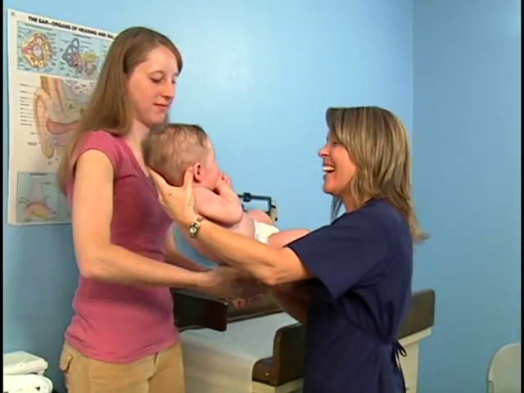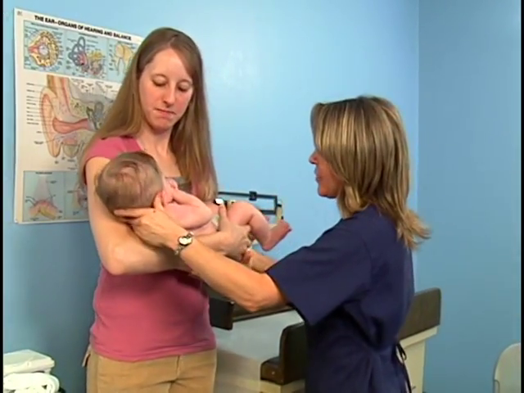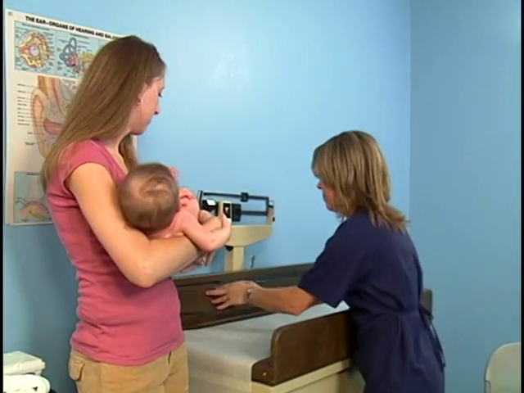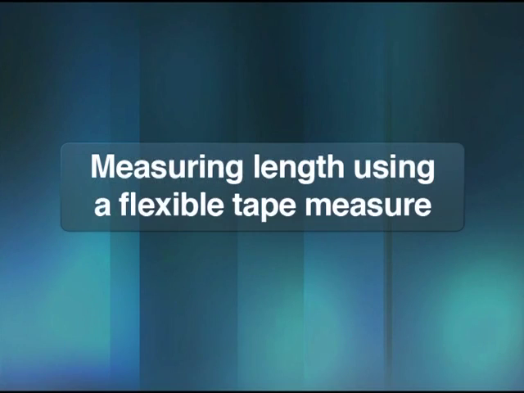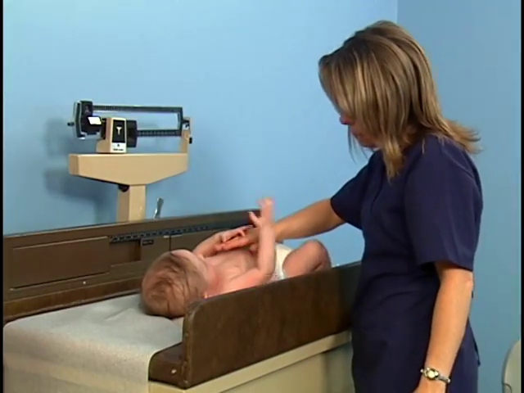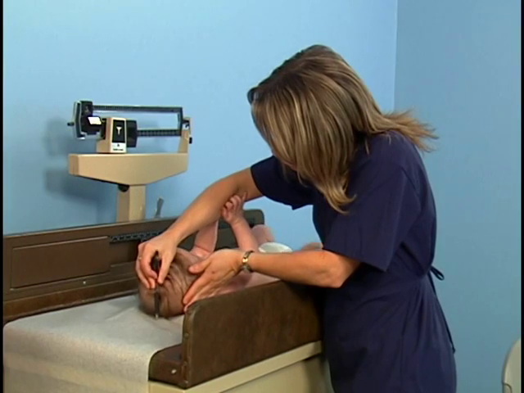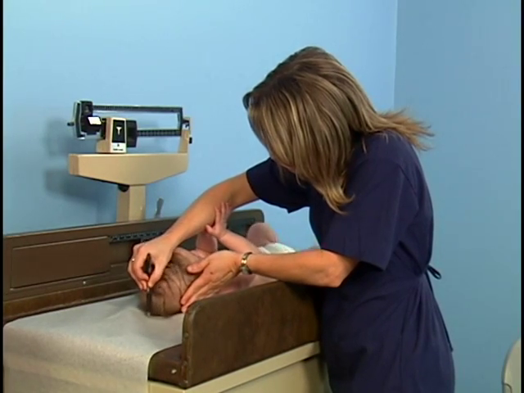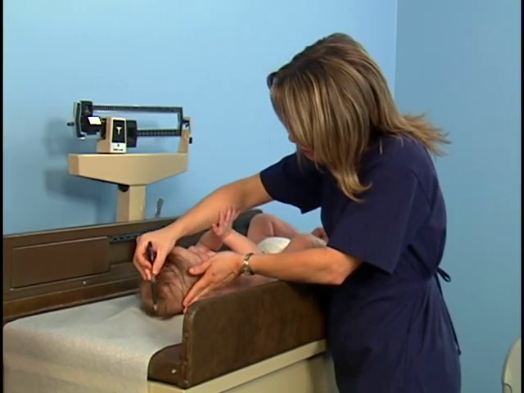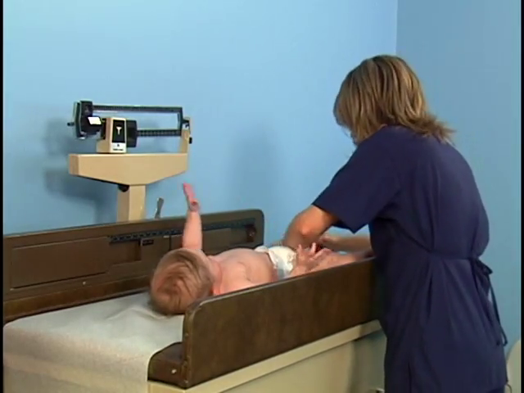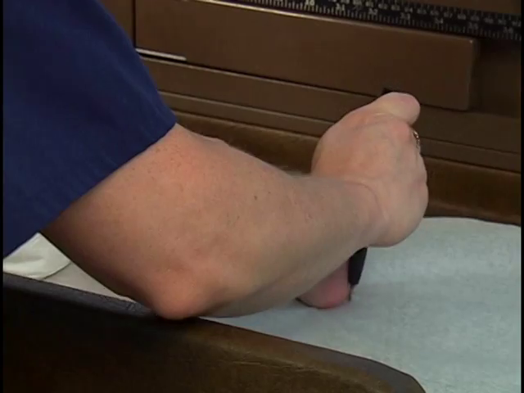Gently remove the infant from the table and hand him to his parent. Return the headboard and footboard to their resting positions. The length of an infant can also be measured using a flexible tape measure. First, position the infant in a supine position on the examining table. Using a pen, mark a line on the paper protector at the vertex of the infant's head. Then straighten the infant's knees and mark another line on the paper at the sole of the infant's foot.